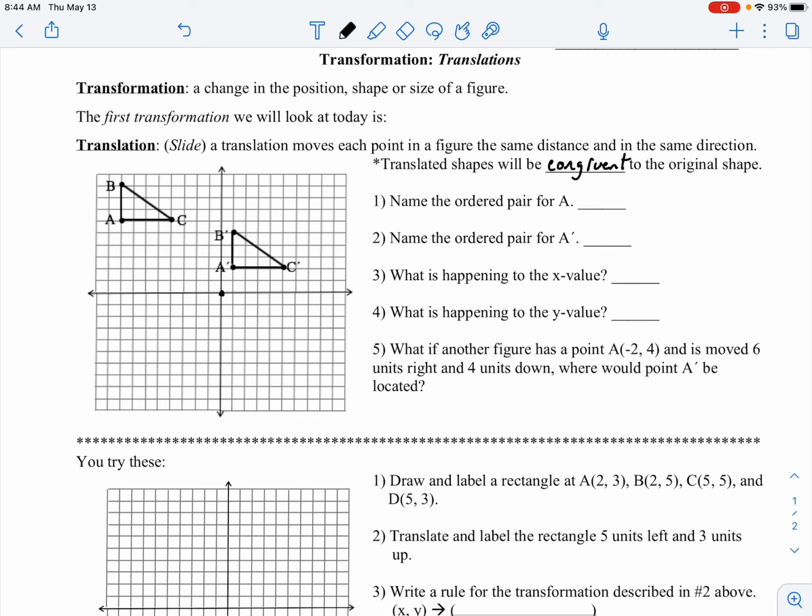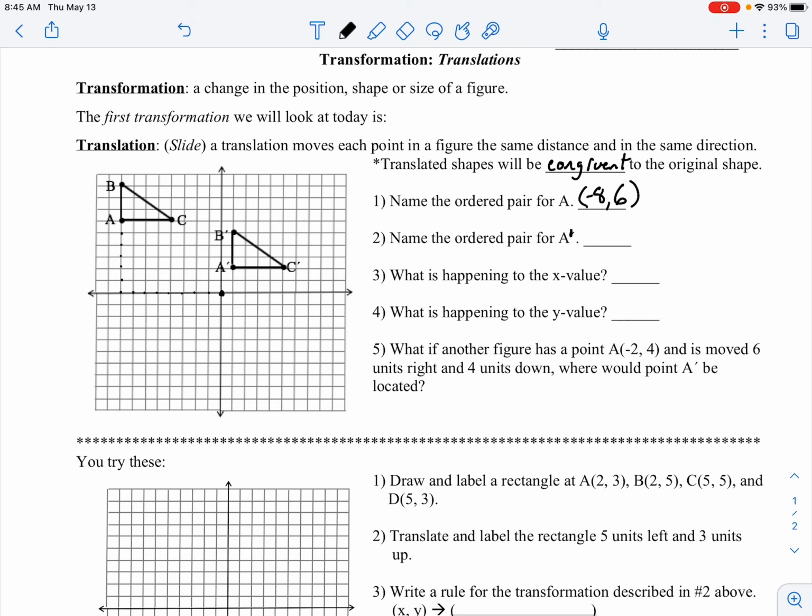So the ordered pair for A, if we count it out, we always start from our origin here. Looks like for A, we're moving to the left 1, 2, 3, 4, 5, 6, 7, 8. And that is to the left, so we know that will be -8. And then after that, we are moving up 1, 2, 3, 4, 5, 6. So A is at the point -8, 6.